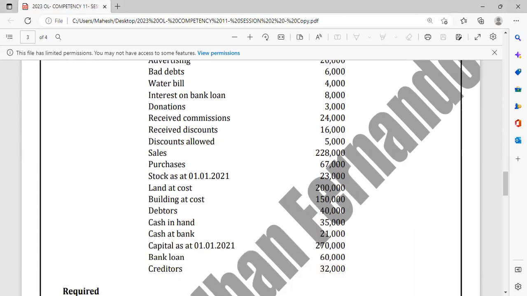This time, I have given just the cash at bank. It is not an overdrawn balance. Today, when it is not given as overdrawn, remember the cash at bank has to be recorded as an asset.